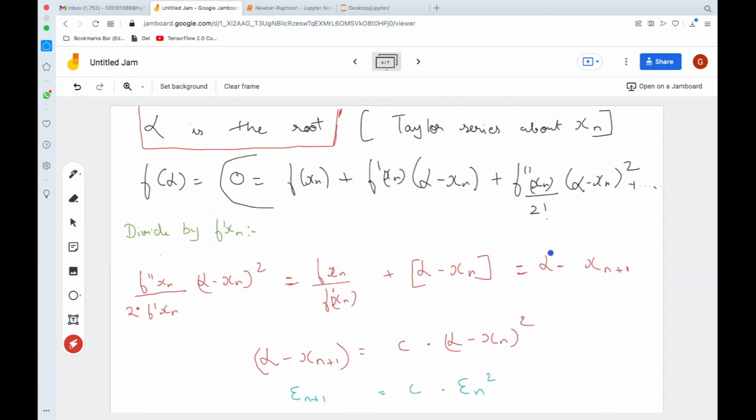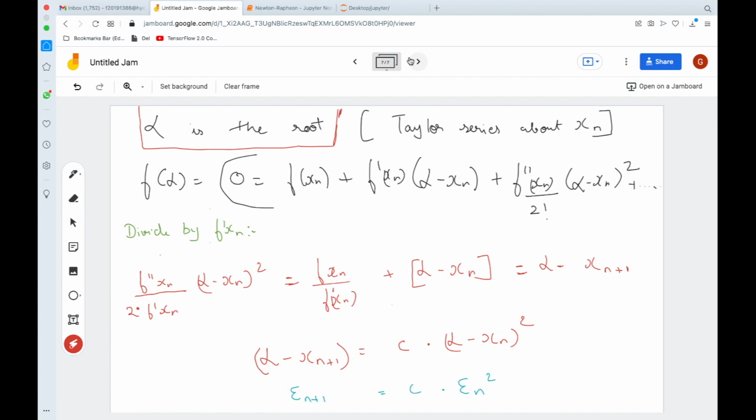Yeah, so basically we got alpha minus x(n+1) is equal to some constant times (alpha minus xn) whole squared. So we can see the error is decreasing quadratically. So it's a very good method to find out the roots. So yeah, that's it basically.